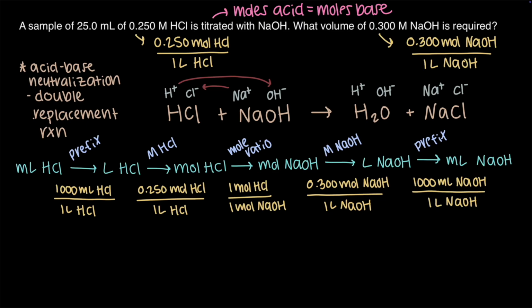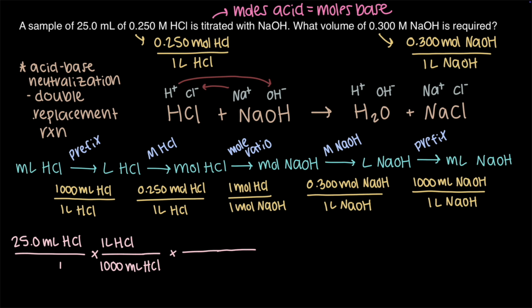Setting up all units to cancel, we start with 25 milliliters of HCl over 1. In the next fraction, 1,000 milliliters of HCl goes on the bottom and 1 liter of HCl on the top. In the next fraction, 1 liter of HCl goes on the bottom and 0.250 moles of HCl on the top. In the next fraction, 1 mole of HCl goes on the bottom and 1 mole of NaOH on the top.